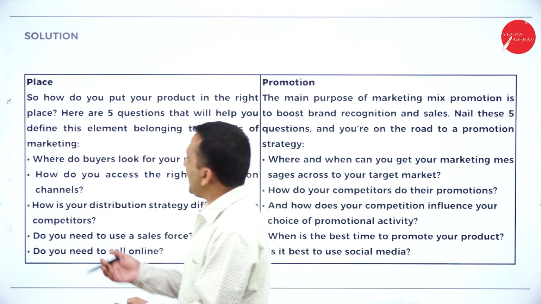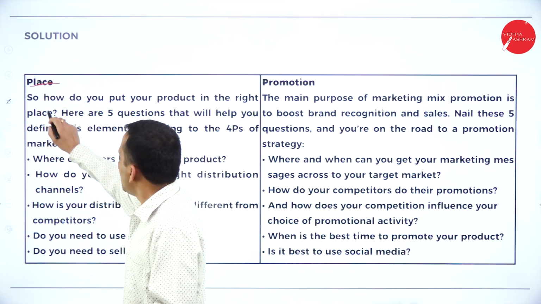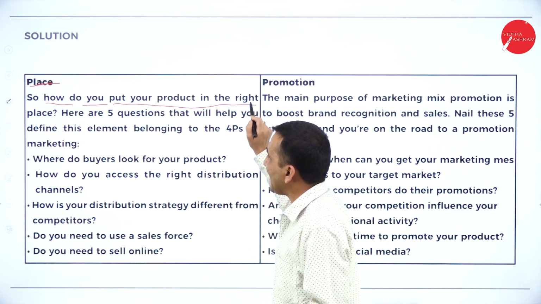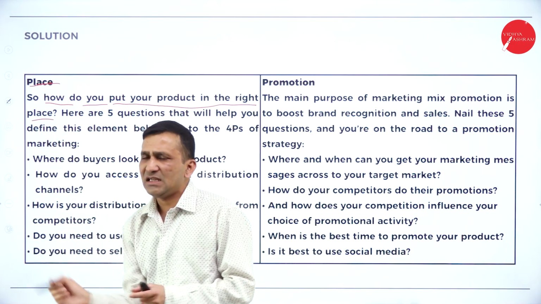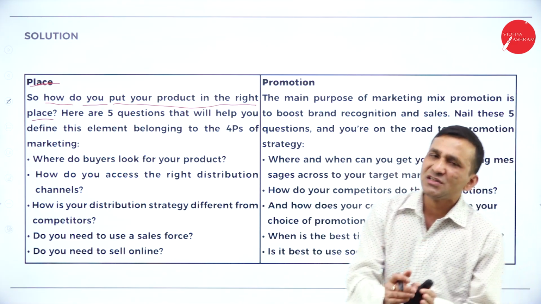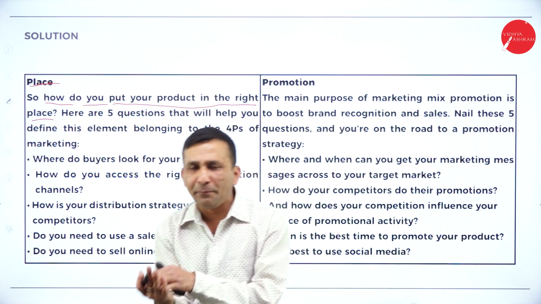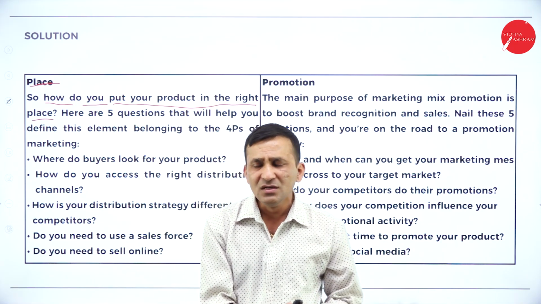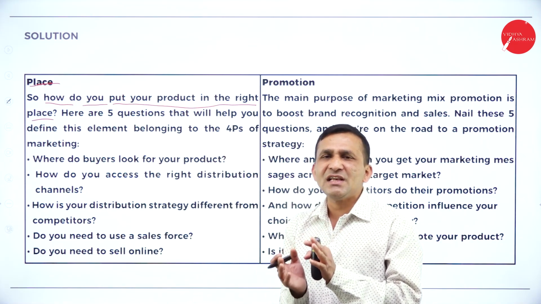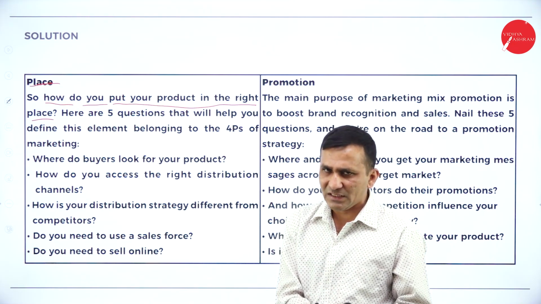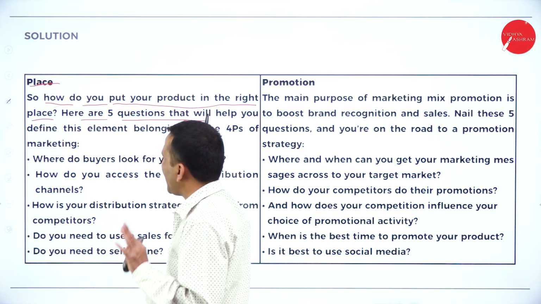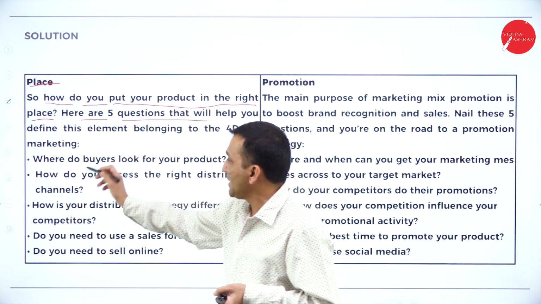And the third P is related to place. So how do you put your product in the right place? Because consumers are always going for convenience. Most consumers depend on the online platform. Because of the convenience, place is where the buyer and seller meet at one specific location, and that's what the market is. Here are the five questions related to place.